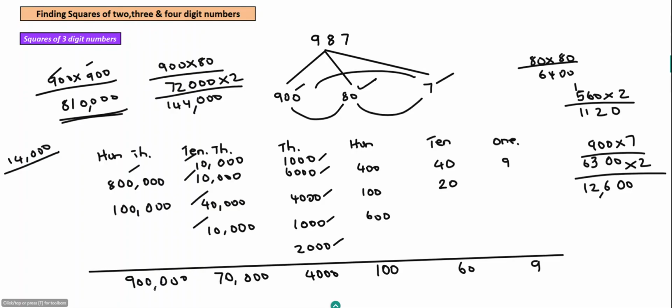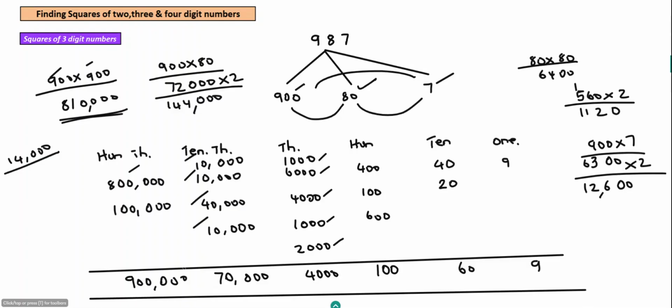So we got the answer. We just have to read it just like that. So it will be 974,169. I will write it. It is 974,169. So this is the square of the number 987.